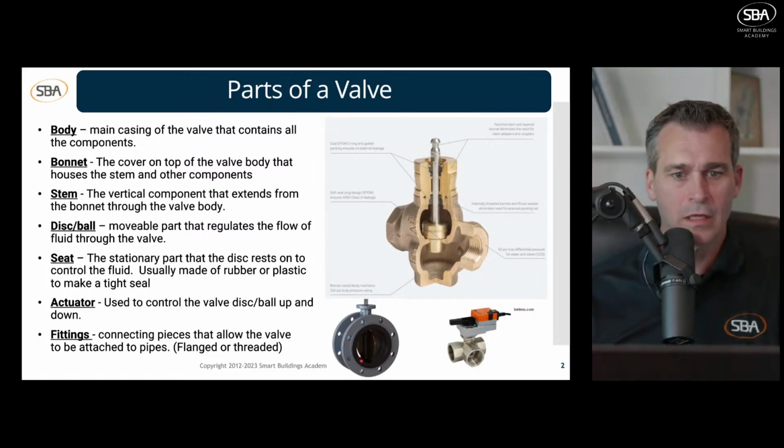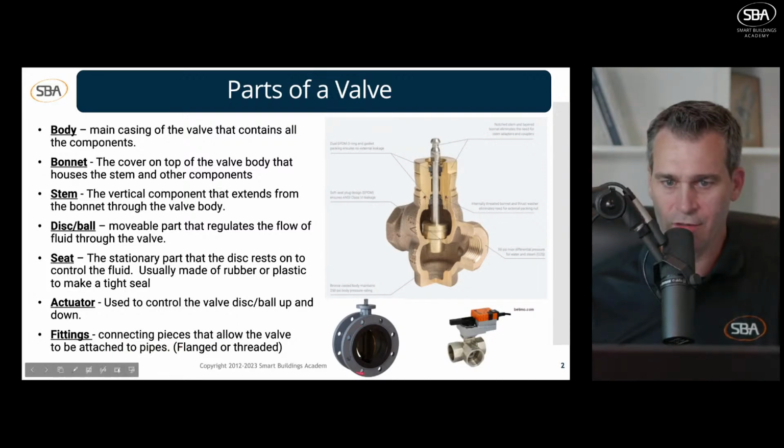Now, we also have some fittings that can be connected to the valve body. These are usually a flange, like we see right here. This is a flange with a circular shape. It's got holes in it where we bolt it to the pipe. And we also have the threaded type over here. This is just national pipe thread, where we can thread these into a pipe. Okay, so those are the basic parts of a valve.